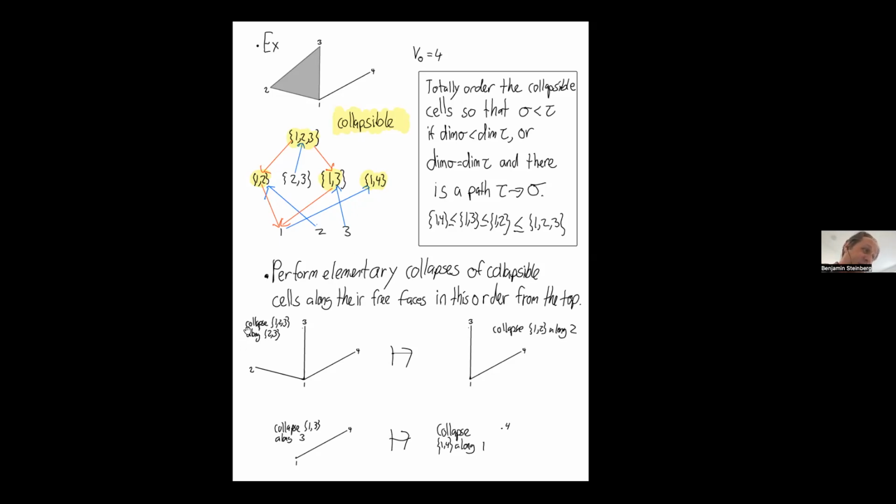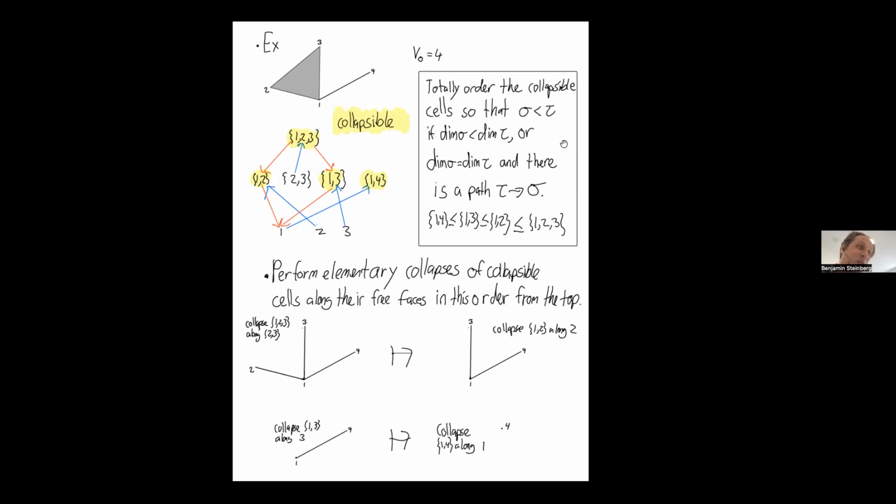So if I follow this order, I can collapse 1, 2, 3. Then I could collapse 1, 2. Now the next thing I'm supposed to collapse is 1, 3. Now suddenly 1 is free because I got rid of 1, 3 and 1, 2, and I can collapse it. So the basic way this works is whenever you're trying to collapse a collapsible cell, its free face is not a face of any cell except those which are bigger in this order. And since I got rid of all the guys which are bigger than it in this order, it's safe.